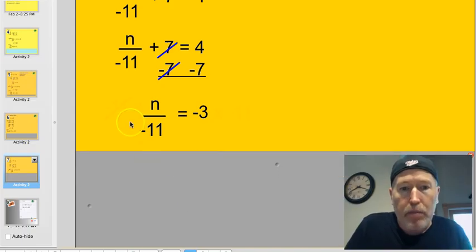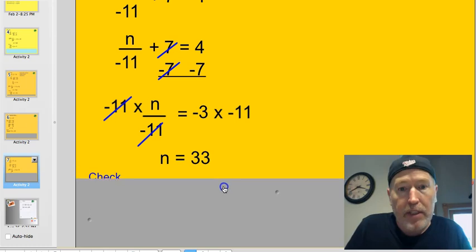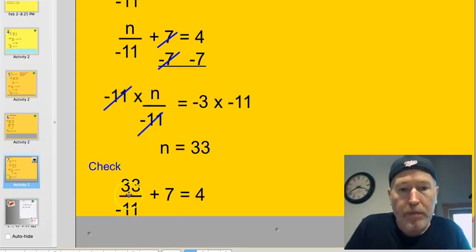And then I've got to multiply by a negative 11. These cross each other out. I got negative 3 times a negative 11. That's a negative times a negative, so that's going to give me a positive 33. So n is left over here, and 33 is left here. Let's pop it in and see if it works.